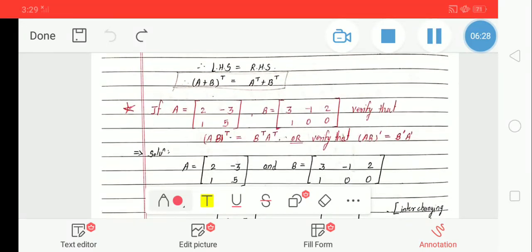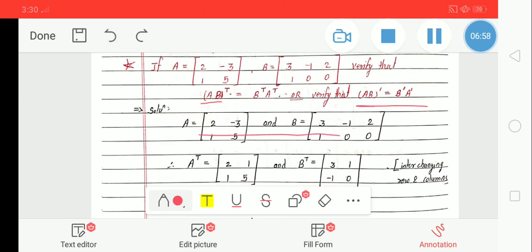Second example. Here also one matrix is given and here the second matrix, but here matrix A is 2 cross 2 and here the other is a 2 cross 3 matrix. So now to verify: (AB) transpose, which is B transpose multiplied by A transpose, also called (AB) dash is equal to B dash multiplied by A dash. Now A and B are the given matrices.